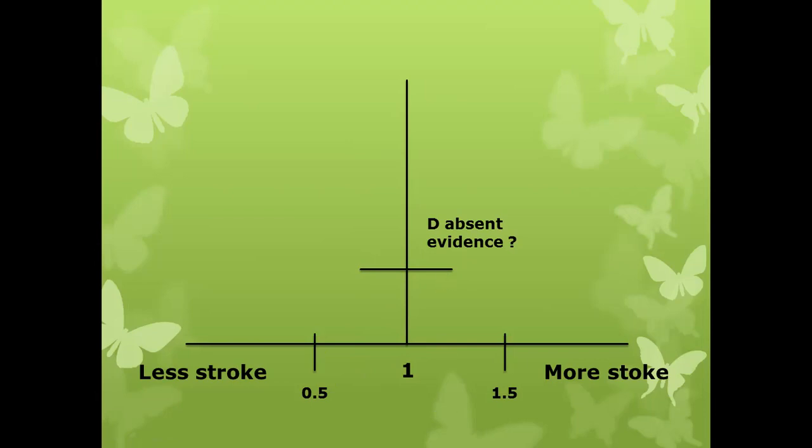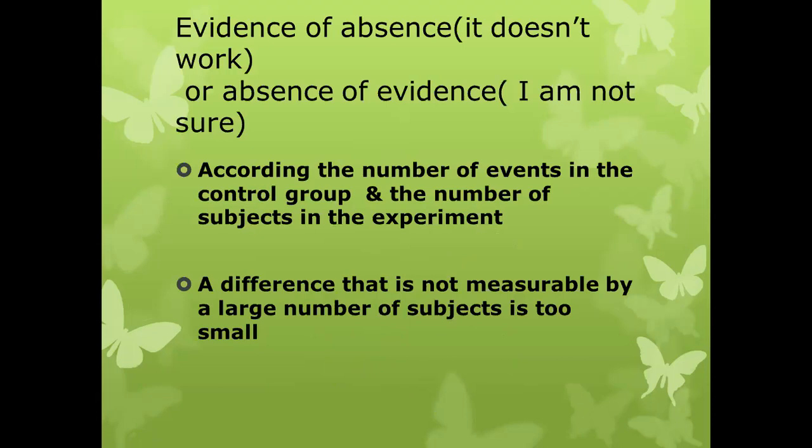So how can I interpret this? It is either interpreted as evidence of absence, which means I know that this drug doesn't work and I will not be prescribing it, or there is absence of evidence, where I'm not sure whether this drug will benefit the patient or not, and I don't know whether to prescribe it or not. And this is where the concept of "I need more studies" comes in. So how can I decide whether it is evidence of absence or absence of evidence?